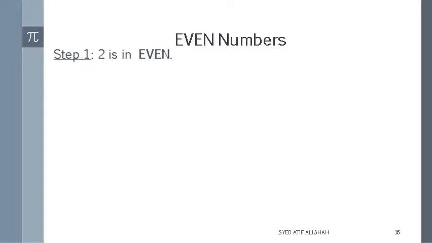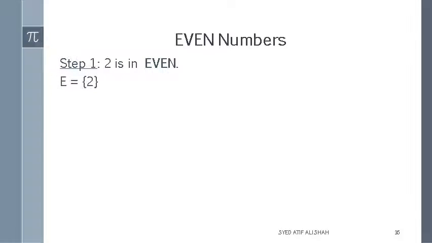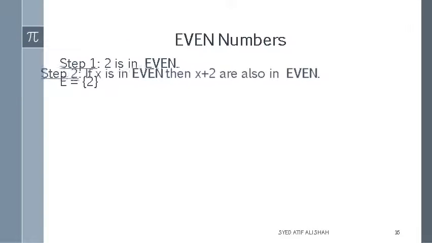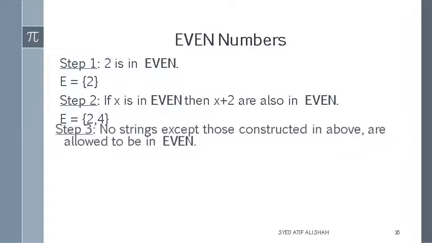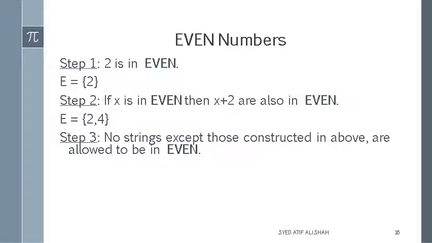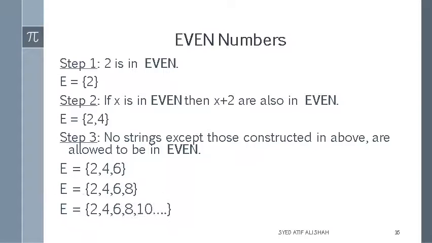Now we will explain the same example. If 2 is an even number, the set consists of only one number, that is 2. Now if we take x plus 2, it becomes 2 plus 2, that is 4. Then 4 plus 2 is 6, 6 plus 2 is 8, and so on. Thus we will generate an infinite language.